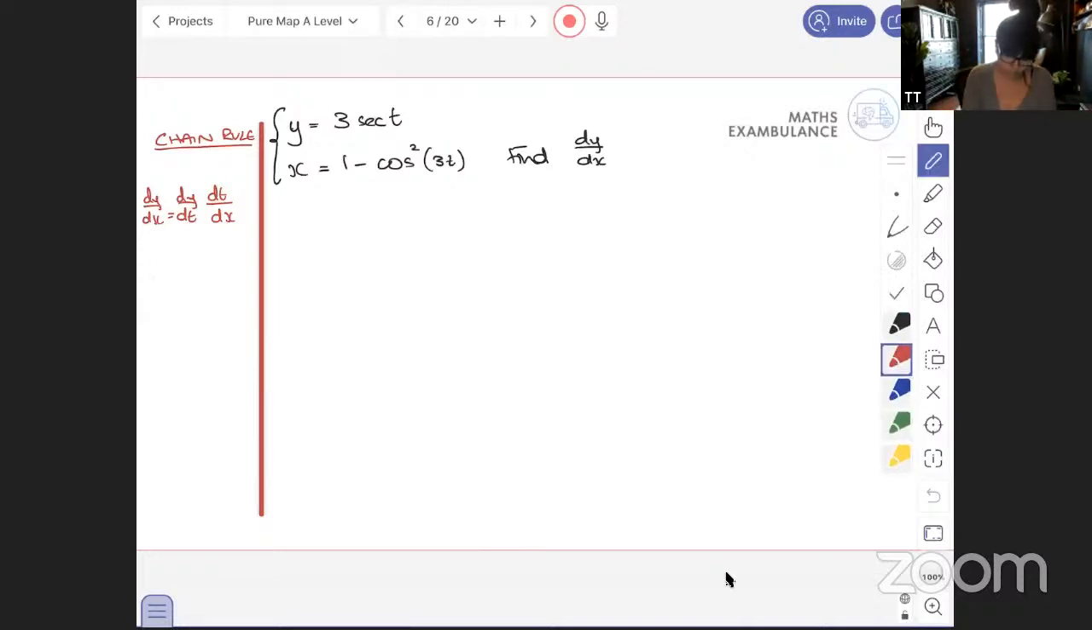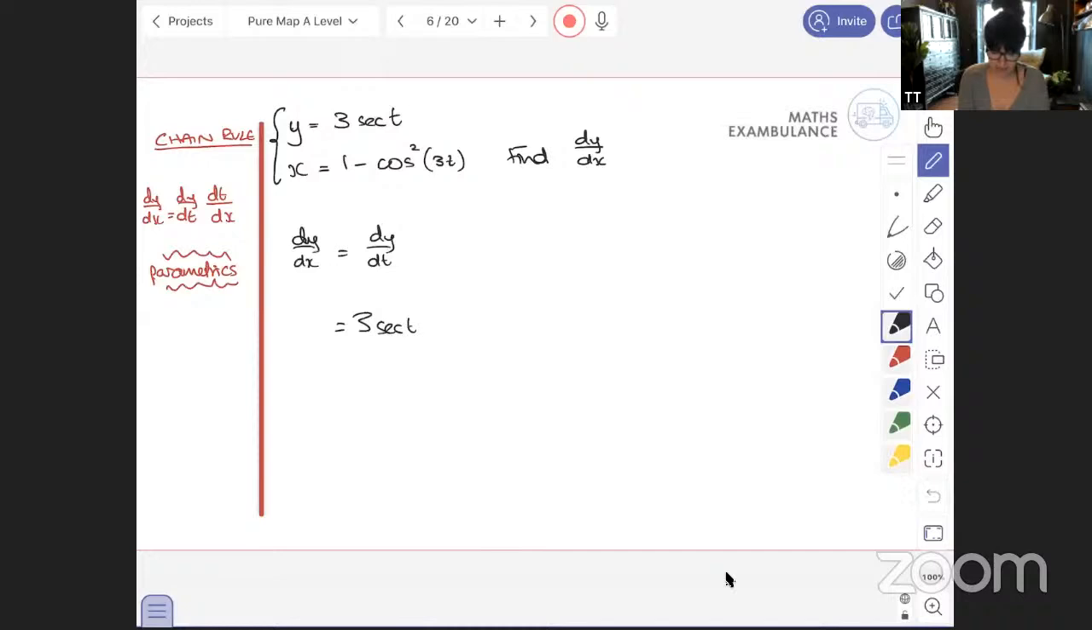So parametrics, we are going to look at on Friday. But this is a set of parametric equations. And for the set of parametric equations, we are going to differentiate the first one with respect to t, and we're going to get 3 sec t tan t. And then we're going to multiply by dt by dx. Now, what is dt by dx?